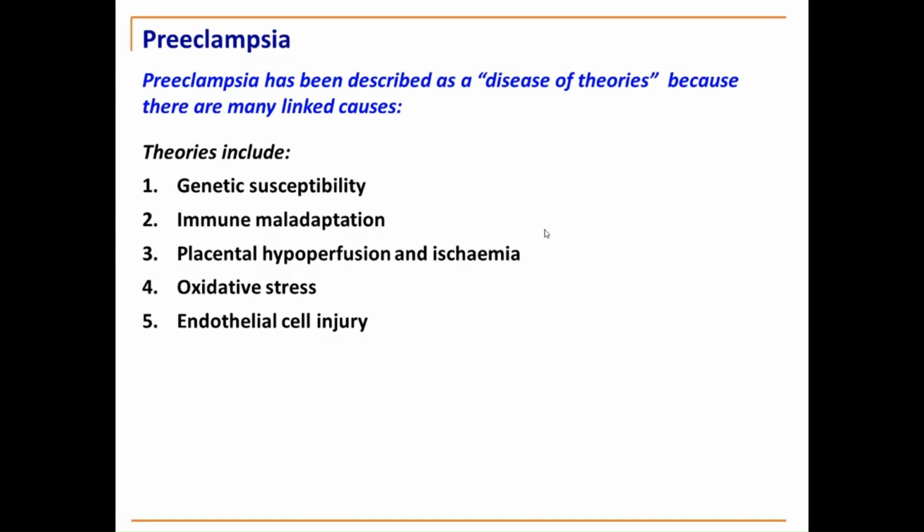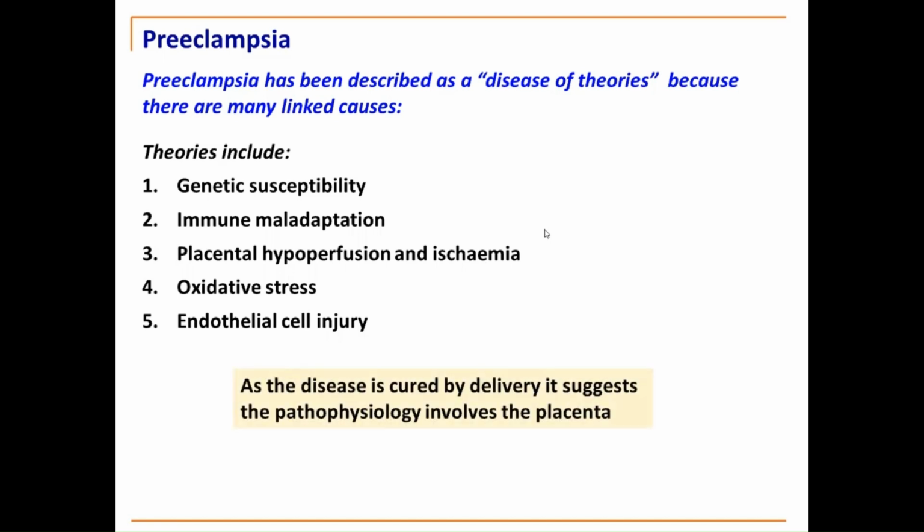The reality, as I'm going to talk about, is that it probably involves in some way or form all of these mechanisms. And considerable evidence suggests that the placenta is the key factor in all of the manifestations because delivery is the only definitive cure.